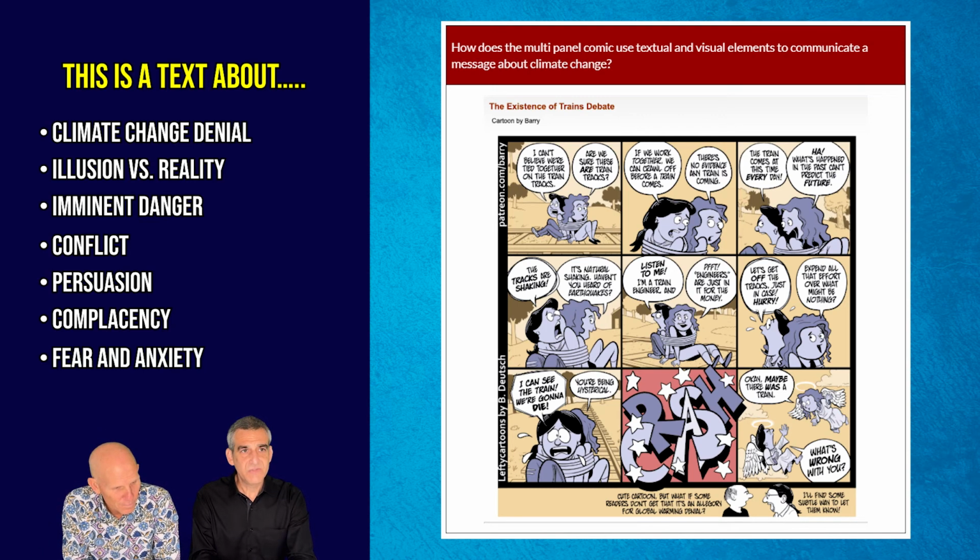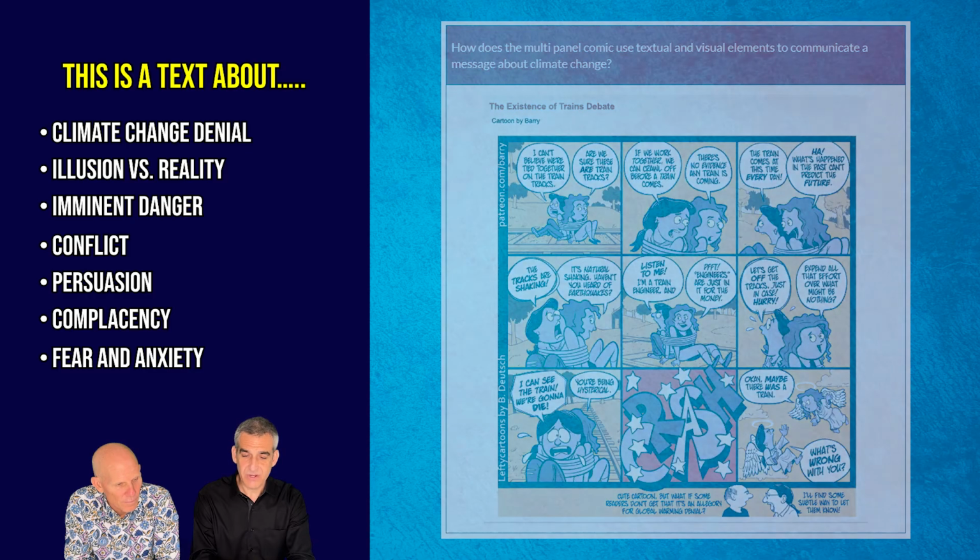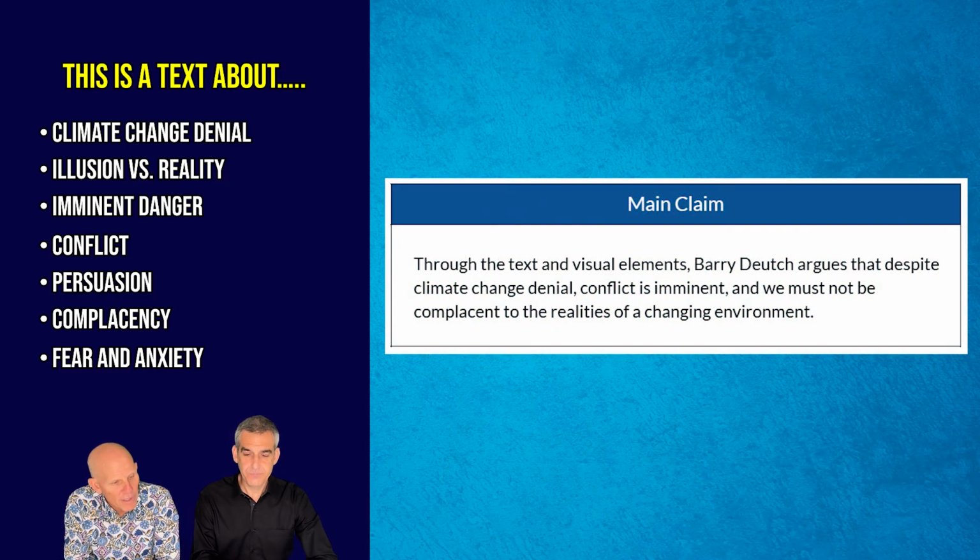So now that we have a list of keywords, the idea is to combine and smash some of those keywords together and come up with a main claim. What did the student come up with, Mr. Giles? They wrote, "Through the text and visual elements, Deutsch argues that, despite climate change denial, conflict is imminent, and we must not be complacent to the realities of a changing environment."